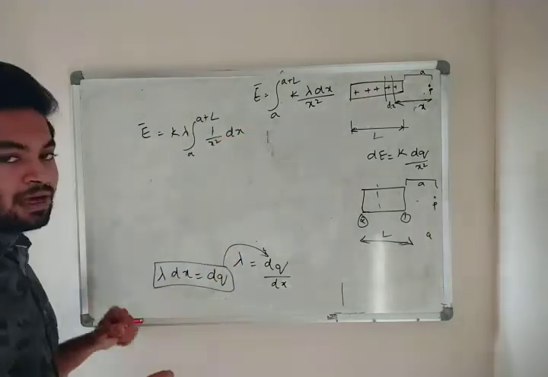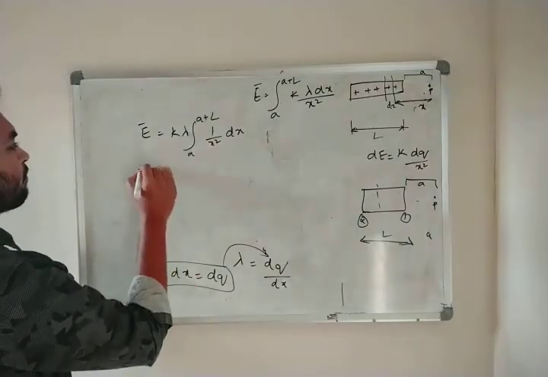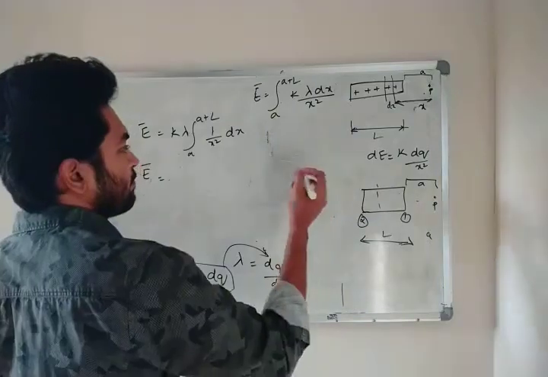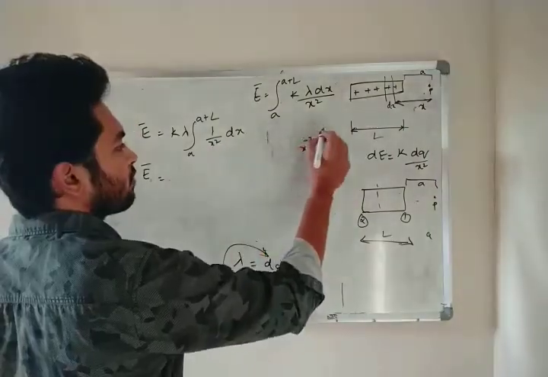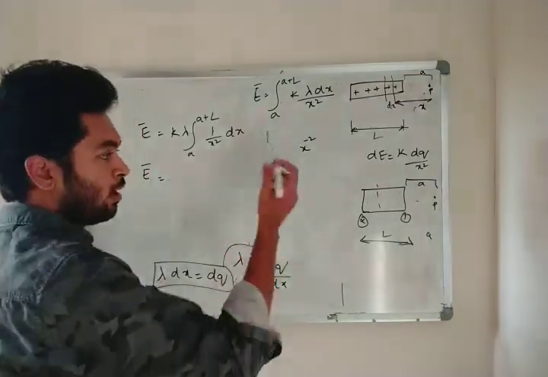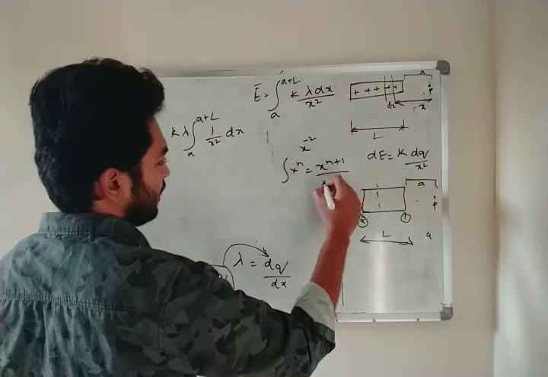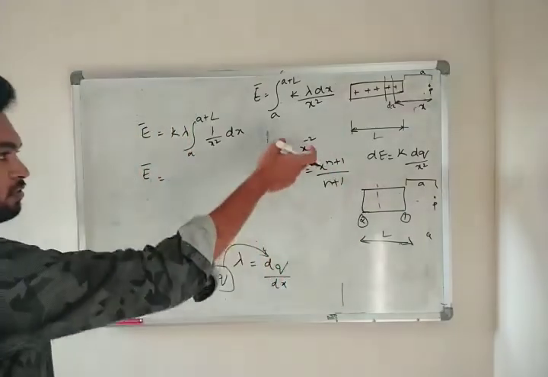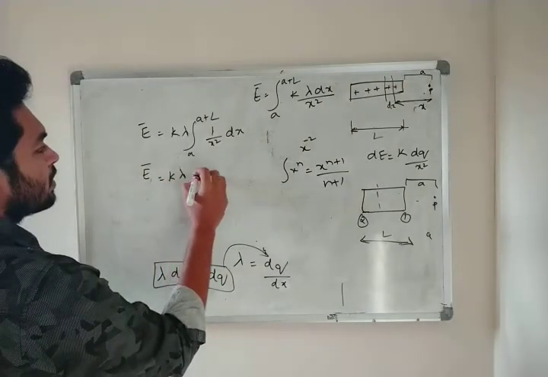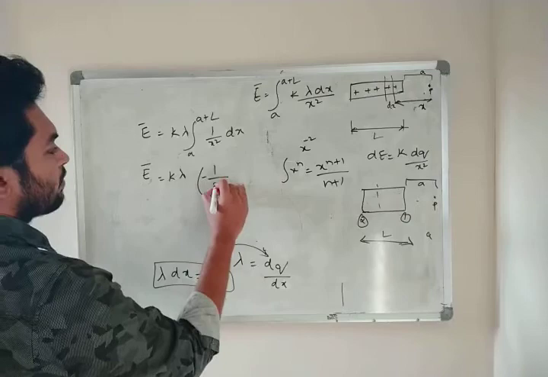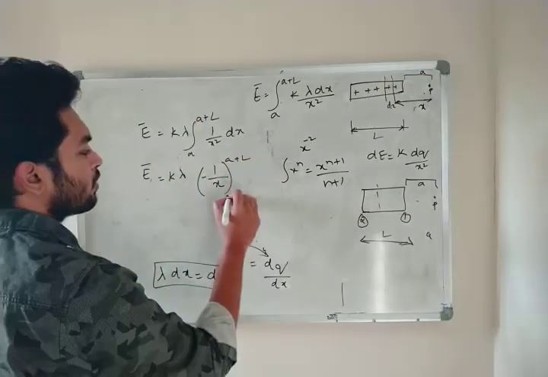You know what the integration of 1 by x square dx is: minus 1 by x. Let me tell you, can I write 1 by x square as x power minus 2? We have a formula: integration of x power n is x power n plus 1 by n plus 1. If you use it and calculate, you get minus 1 by x. So k lambda times minus 1 by x, with upper limit a plus L and lower limit a.